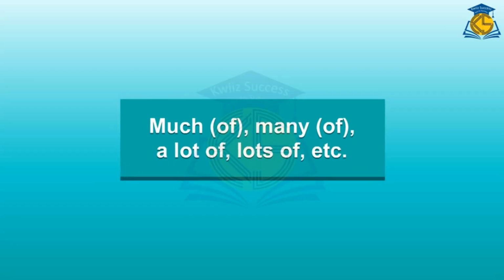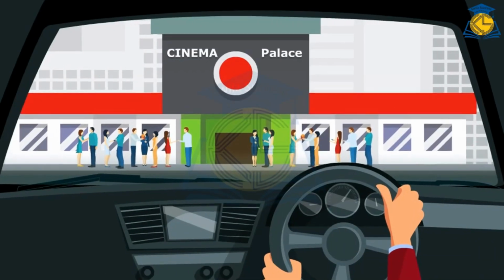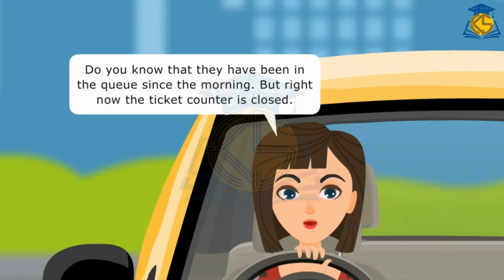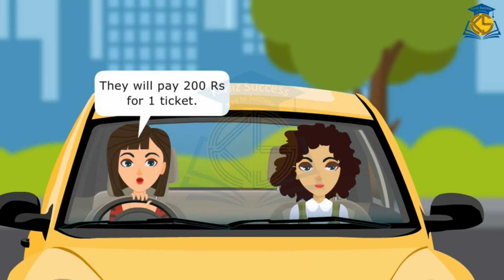Much of, many of, a lot of, lots of, etc. Hey Manisha, take a look outside. A lot of people have queued up for the film. Yeah, in fact, many of them have come from distant places. Do you know that they have been in queue since morning? But right now the ticket counter is closed. How much will they pay to buy a ticket? They will pay 200 rupees for one ticket.